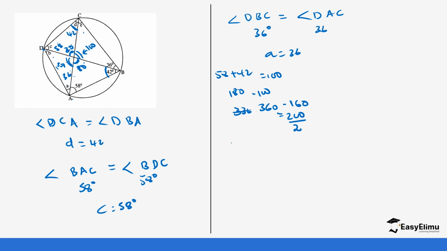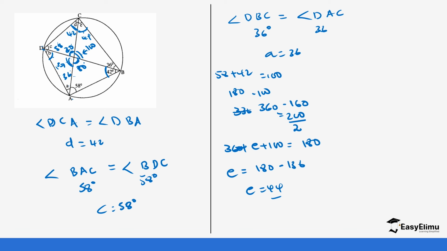So that means if you add 36 degrees plus E plus 100, you get 180. So E is going to be 180 minus 136. So 180 minus 136 will give us 44. So E is equal to 44. So this is 44. And if E is 44, it also means B is also 44.